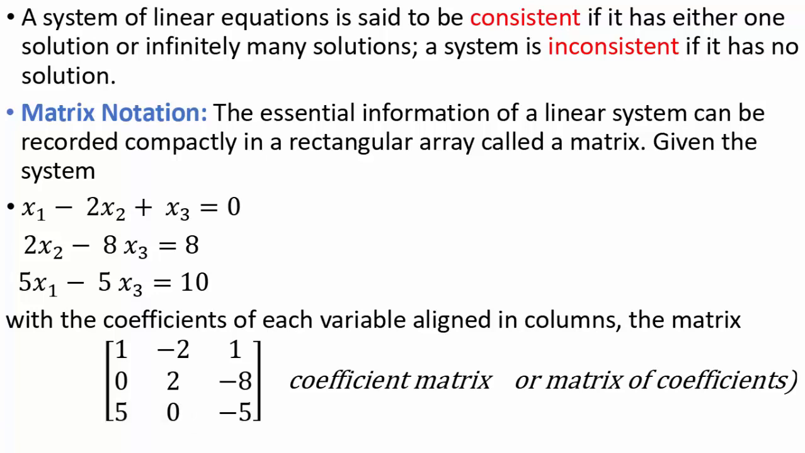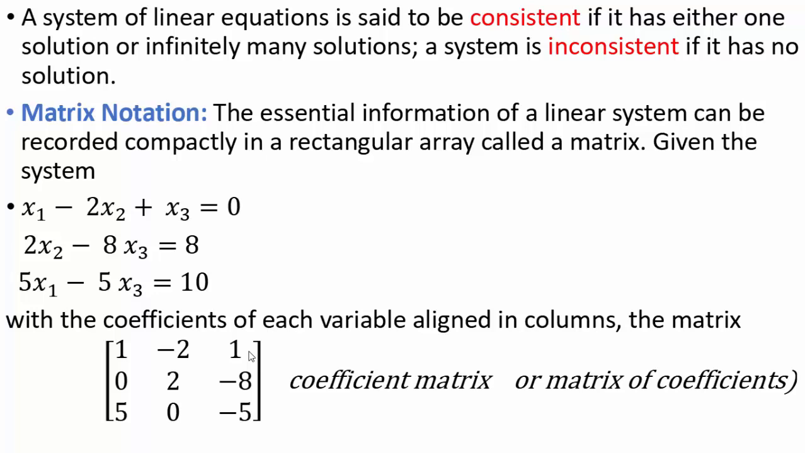And the third column is the coefficient of the third variable x3. In the first equation, the coefficient of x3 is 1. In the second equation, the coefficient of x3 is minus 8. And in the third equation, the coefficient of x3 is minus 5. That's why the third column of the matrix is 1, minus 8, minus 5. Thus, we can construct the matrix of coefficients of the system of equations.